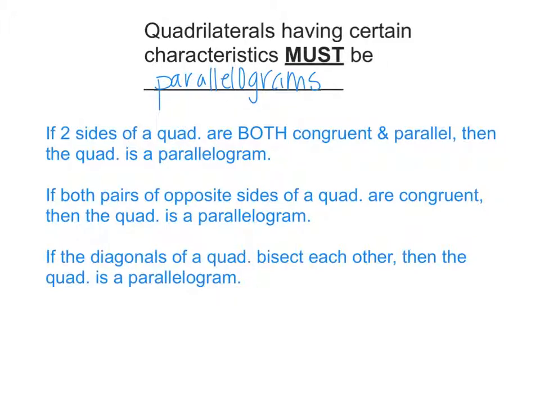So those are our three characteristics that take a quadrilateral to make them a parallelogram. We have to have two sides that are both congruent and parallel. We have to have opposite sides of a quadrilateral that are congruent. And then the diagonals bisect each other. So any of these will force a quadrilateral to become a parallelogram.